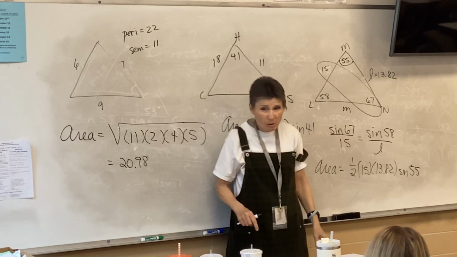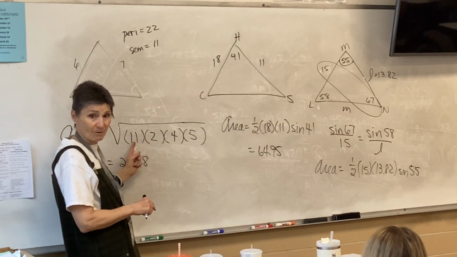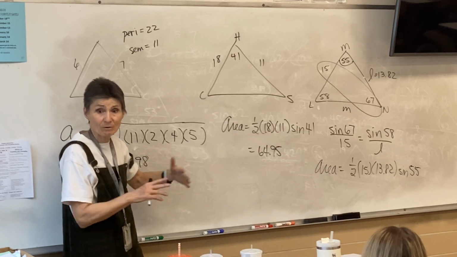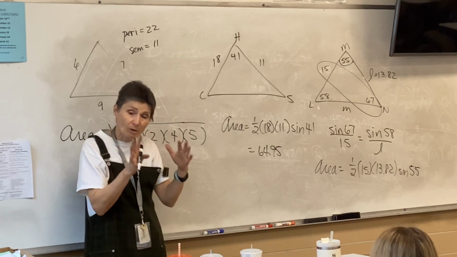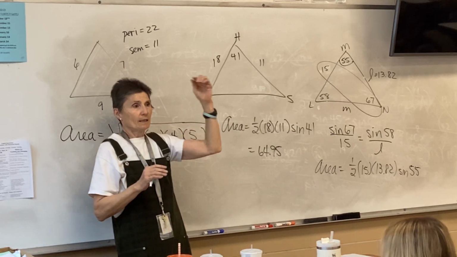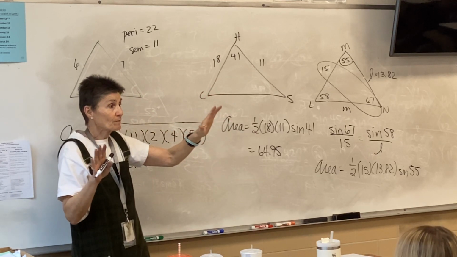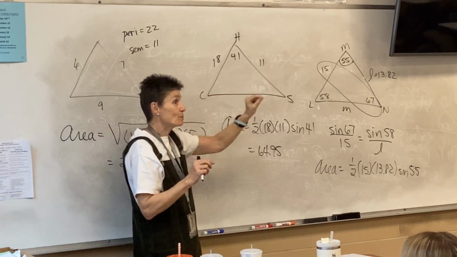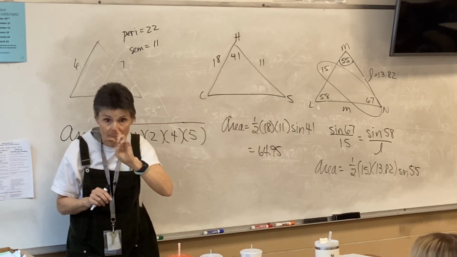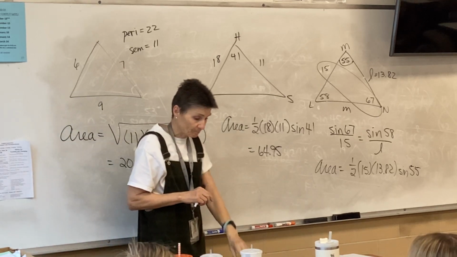If you did Heron's formula, the round off shows up in this number, this number, this number, and that number. The round off shows up everywhere. Then you multiply all that, and it just kind of builds up. So let's only use Heron's formula if we are given all three sides. Otherwise, use a different strategy.